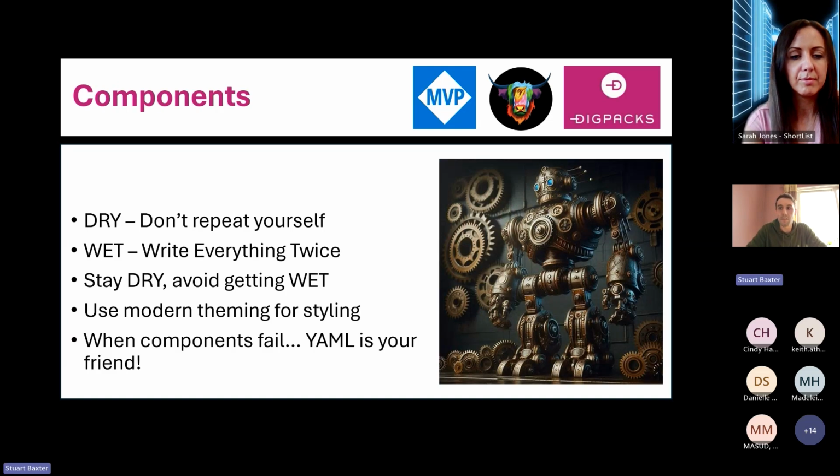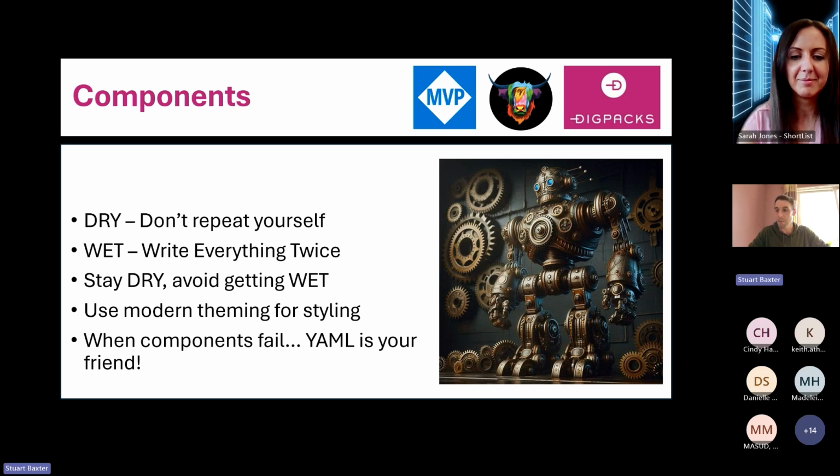Next part, components. To borrow an analogy from Craig White, we have DRY, don't repeat yourself. You don't want to do that very often. Nobody wants to write the same block of code 4 or 5 times, build the same component over and over again. That would make you WET, writing everything twice. Our aim with components, stay DRY, avoid getting WET.